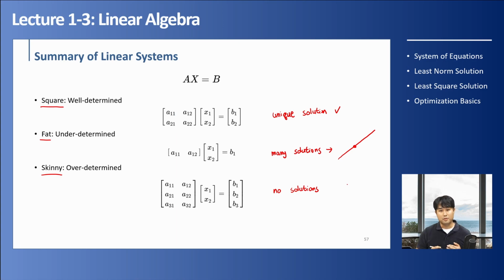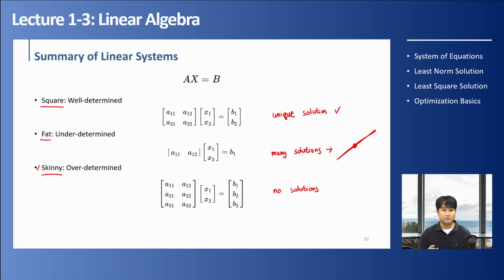This example is mostly seen in other fields such as control systems, where we're given a set of possible control inputs to the system, and our goal is to select a single optimal solution that drives the system to its target performance. In terms of machine learning, the most common type of matrix that we see is a skinny or an overdetermined case, where we have a lot more equations than unknowns.